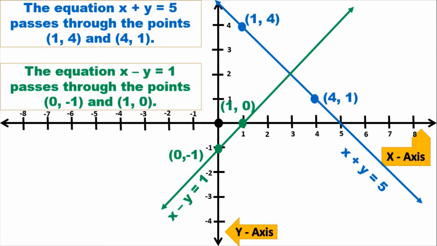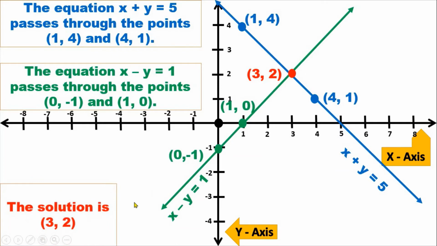And as you can see, these two lines intersect at point (3, 2), which means that (3, 2) is part of the solution of x plus y is equal to 5. And it is also part of the solution of x minus y is equal to 1. Therefore, this (3, 2) is the solution to our system.